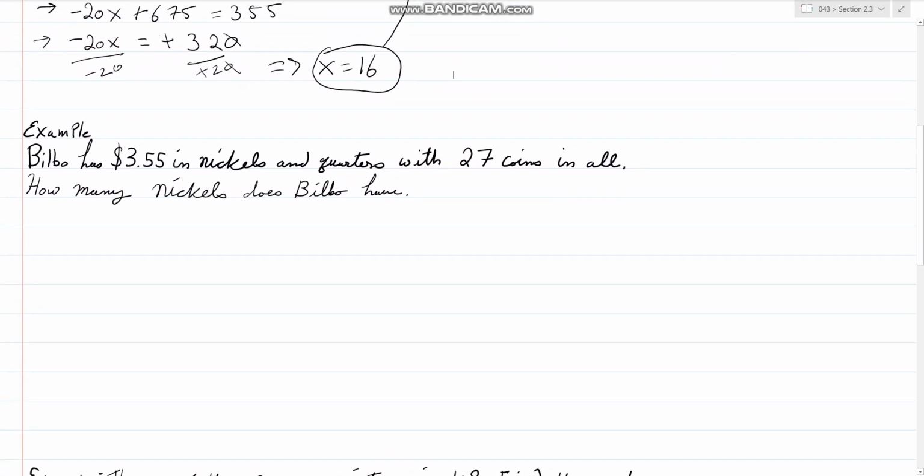Now, the next example is a word problem, and it says Bilbo has $3.55 in nickels and quarters with 27 coins in all. How many nickels does Bilbo have? Okay, so I want to set up two equations with two unknowns. The unknowns are nickels and quarters, so I can use those as my variables. I know that a nickel is worth 5 cents, so 0.05, and I'll put just capital N for nickel. And I know that a quarter is worth 25 cents. Okay, so I'll use capital Q, and that equals 355.